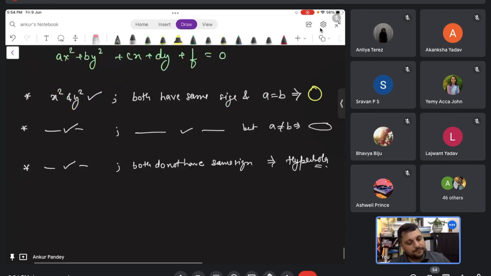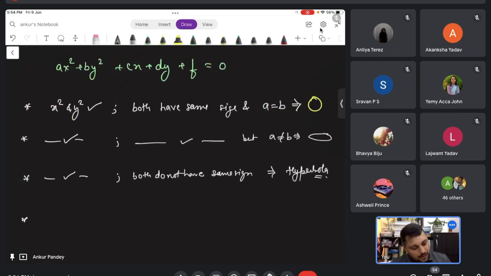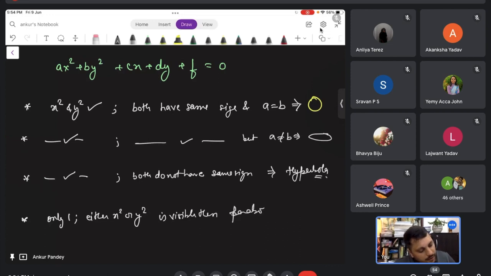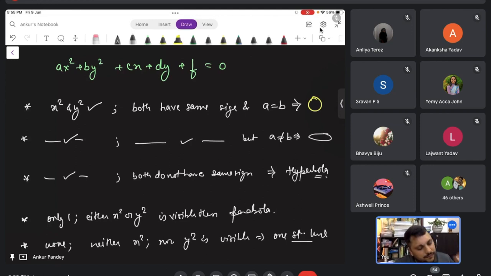In the same way, if only one, either x square or y square, is visible, then parabola. And last, neither x square nor y square is visible. It's nothing but a single straight line. Write it down. I'll prove it. Don't worry. Relax.